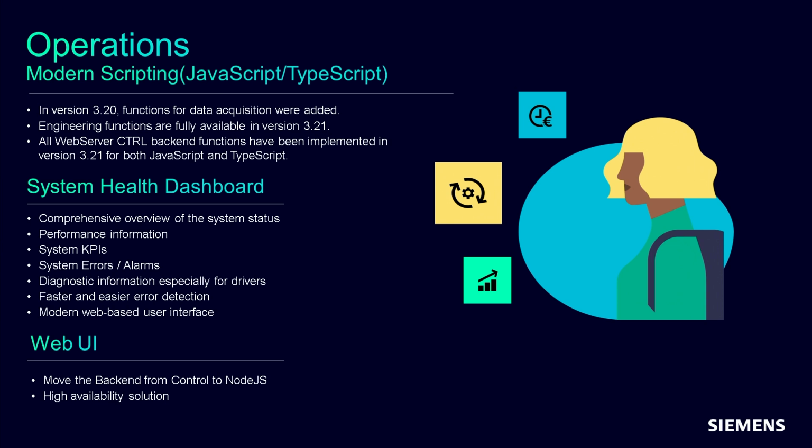Especially there will be a system dashboard. The system dashboard will give you an overview about the health status of your system, especially for maintenance options, so that you, as system integrator, get a fast overview about the status of your system. Web UI and dashboard, and here we are moving the backend logic also from control into a 100% JavaScript environment, so that we have a full stack experience here in this part.